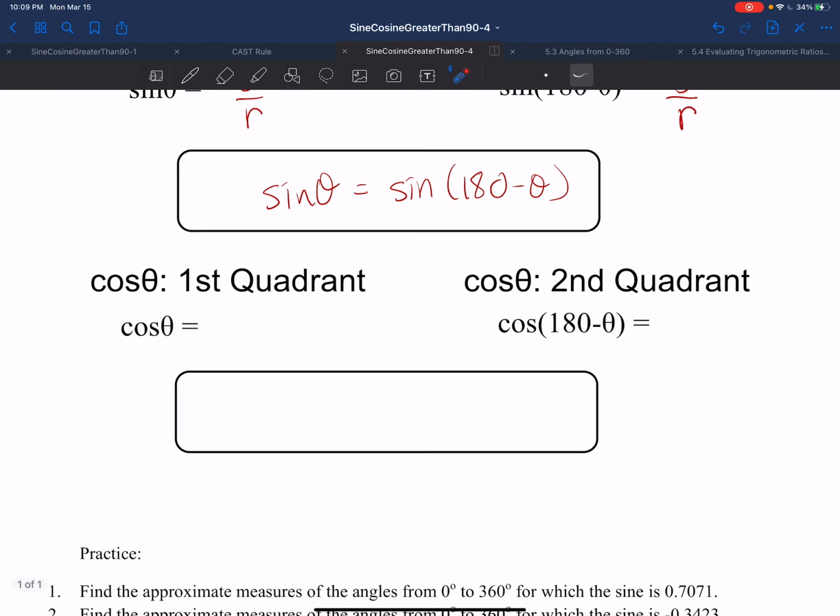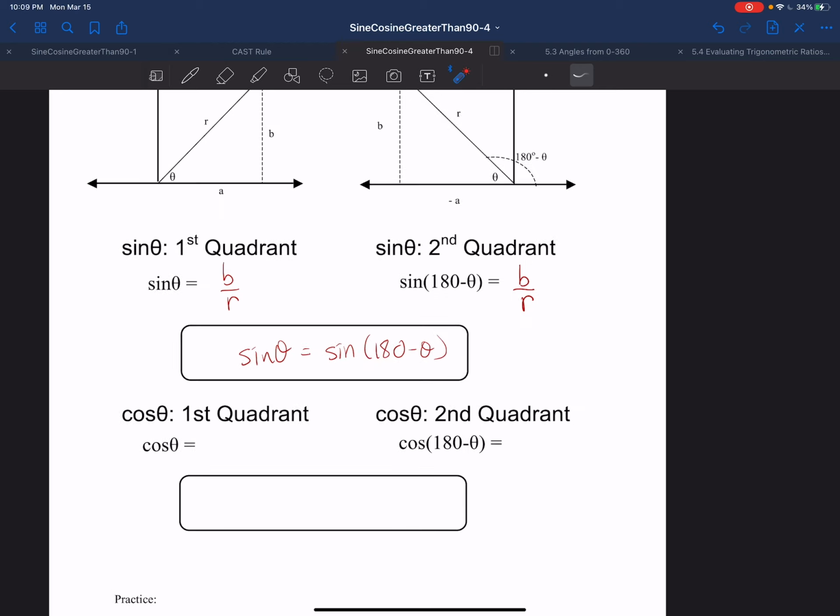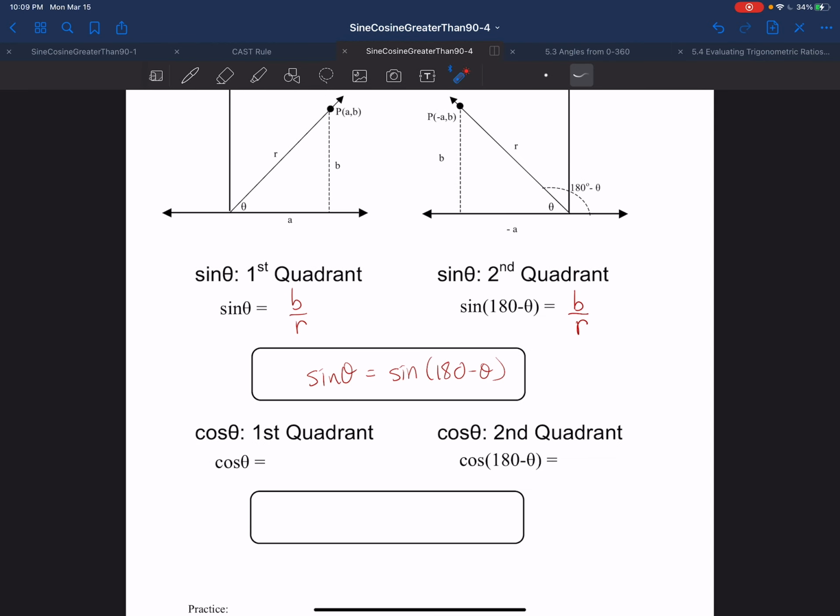Now let's look at cos. So the cos of theta, adjacent over hypotenuse, would be A over R. That's in the first quadrant. But now when we move to the second quadrant, it's a negative A, because we're in the second quadrant, so the X value is negative. So it would be negative A over R. So they're not equal to each other anymore. Only sine has that: first and second quadrant are equal to each other.